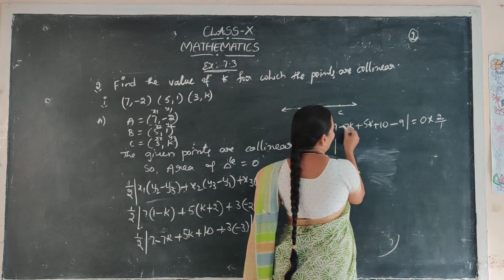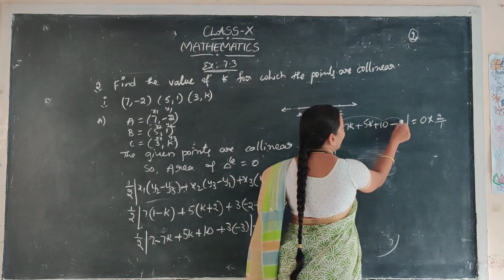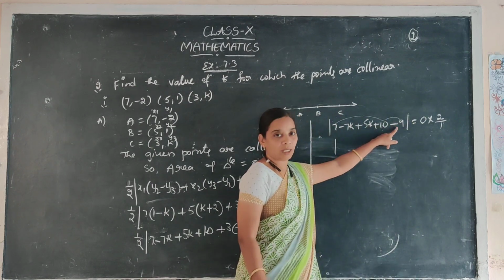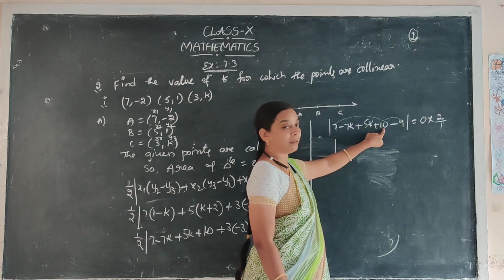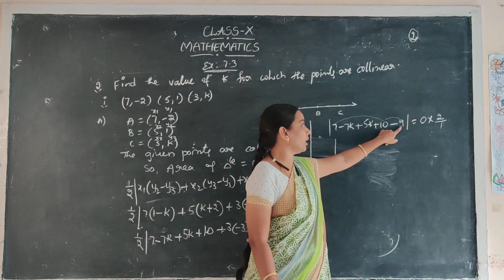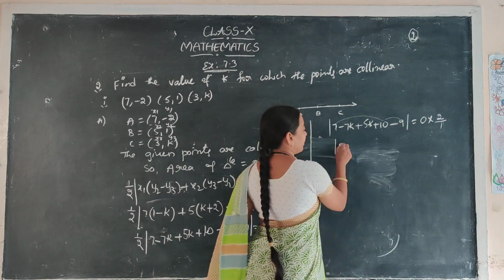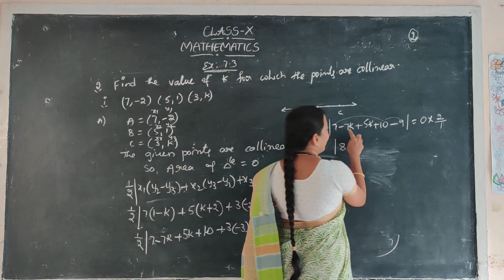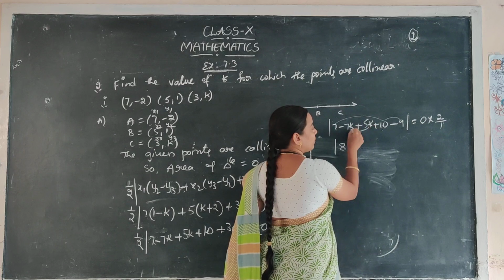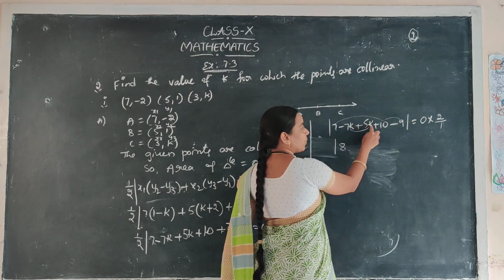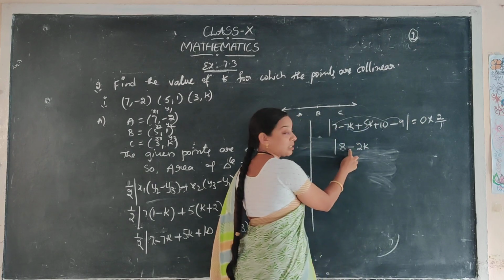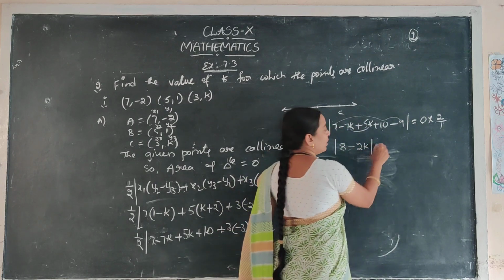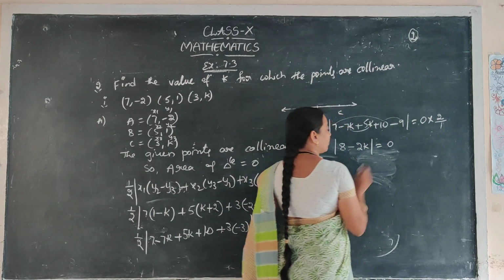Now here 7 and 10 and 9, these three are numerals. Okay. 7 plus 10, 17. Okay. 17 minus 9, 8. Okay. Next, these two are like terms: minus 7k plus 5k. Subtract both. Minus 2k. The bigger number has minus, so the answer is also minus. 0 into 2 by 1, 0.